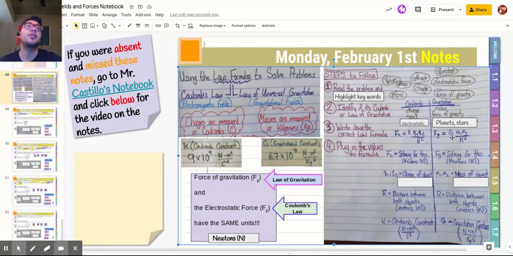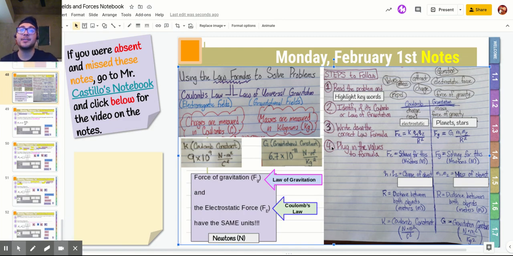And then for the universal law of gravitation, we use the gravitational force equals the gravitation constant times the first and second mass divided by the distance squared between both of them. So remember, they look kind of similar, but look at the differences: it's the constants and the objects. In Coulomb's law, we use charges, and in gravitation, we use masses. Okay, so just know those differences. Make sure you write down the correct law formula.